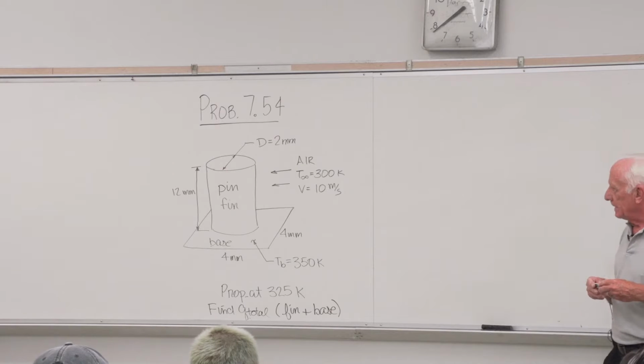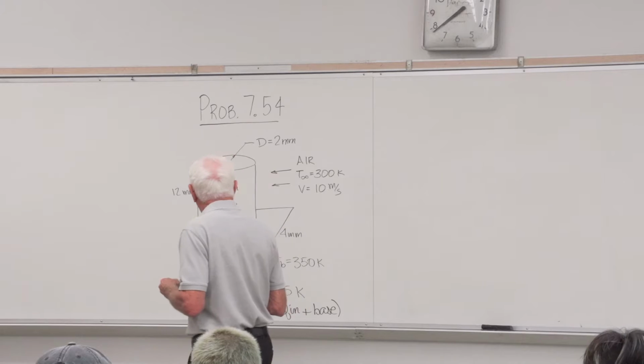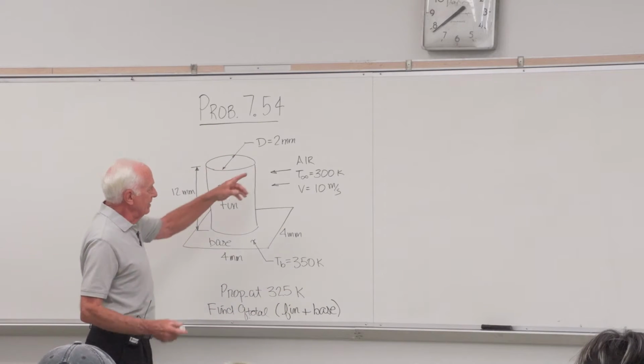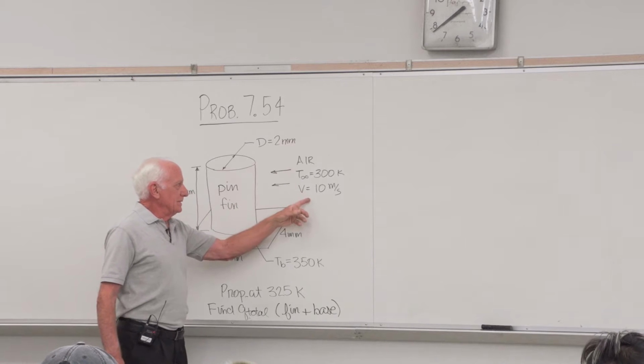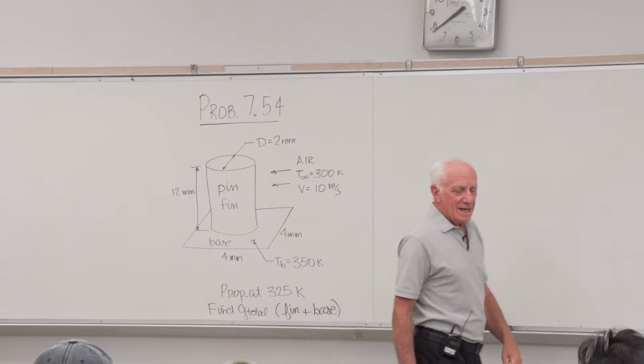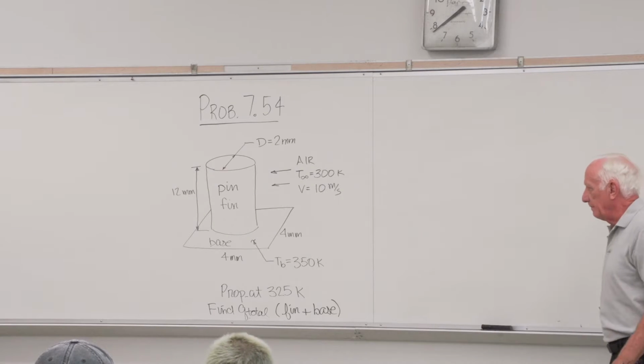The base is being kept at a temperature 350 K, and the pin fin is exposed to convection heat transfer in air. The air velocity, 10 meters per second, the air temperature, 300. We're asked to find the total heat loss by the fin plus the base.